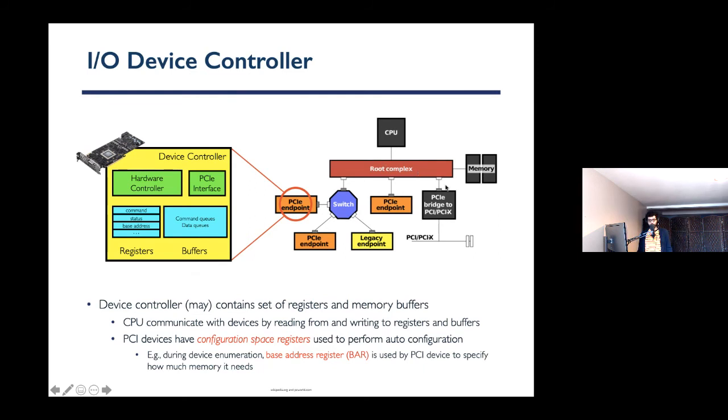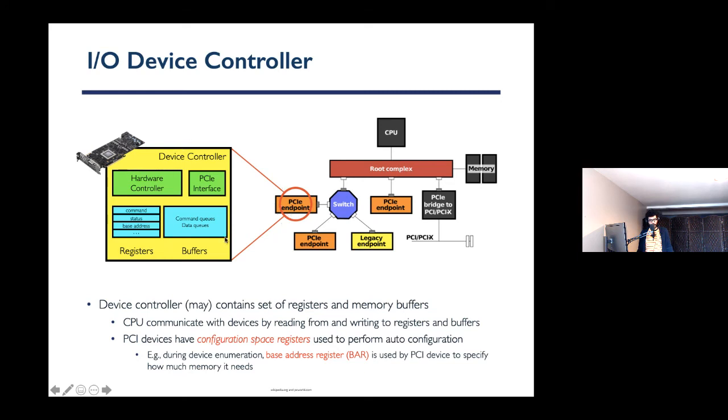You could have PCIe bridges to PCI or PCI-X, or different bridges from PCIe to other technologies. Each one of these PCIe devices can send packets to every other endpoint. One endpoint is the CPU, another endpoint is memory, because both of them are connected to this root complex, and so is every other device. This gives great flexibility when it comes to communication between devices, between devices and the CPU, between devices and memory, and so forth.